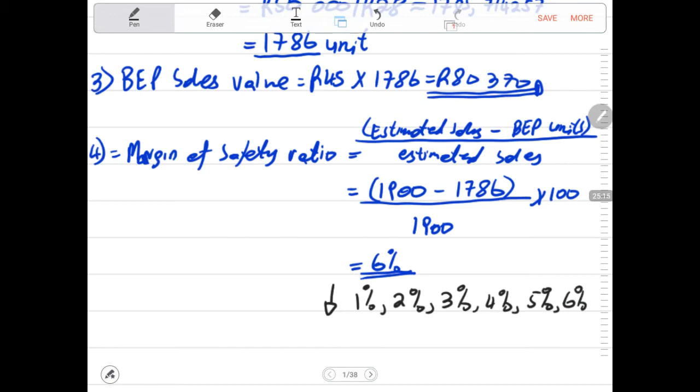So in other words, the margin of safety is the safety position by which sales can decrease while the company is still not making a loss. The minute sales decrease by 6.1%, the company begins to make a loss. So you get to know that if my sales decrease by this amount, I'm still safe, I'm still making a profit.